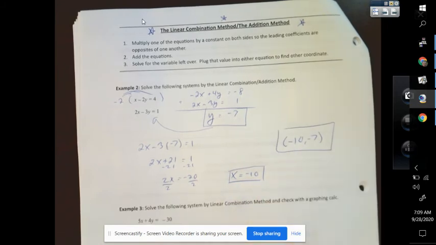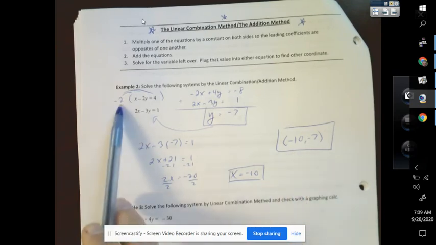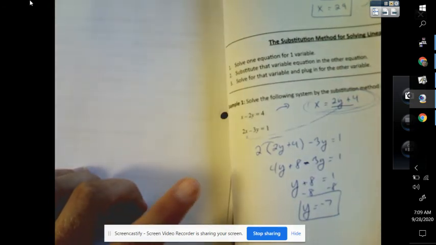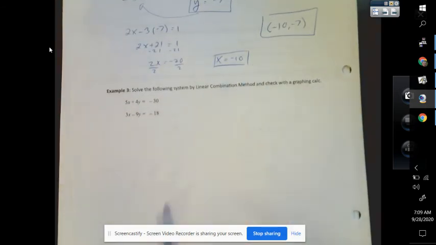Good stuff. And again, if I really wanted to, negative 10, negative 2 times negative 7 is positive 14. You get the idea. And if I'm not mistaken, I believe it's the same exact answer as back here. So you can see we double checked it already. We got the answer.